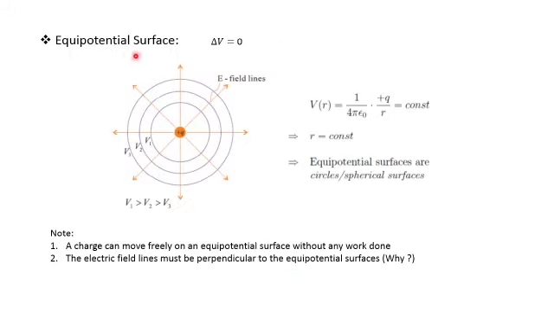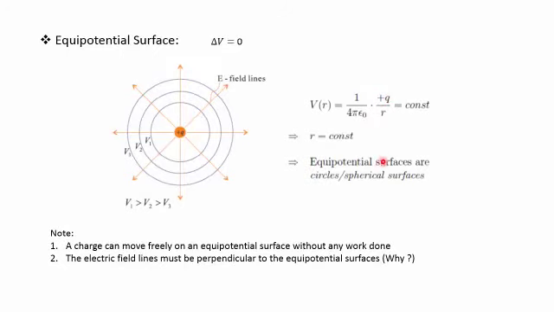The next is equipotential surface, meaning surfaces of the same potential. Since they are surfaces of the same potential, the potential difference between any 2 points, delta V, is 0 on an equipotential surface. We will see later in the next section that the potential due to a point charge is V = 1 over 4 pi epsilon naught Q over R.